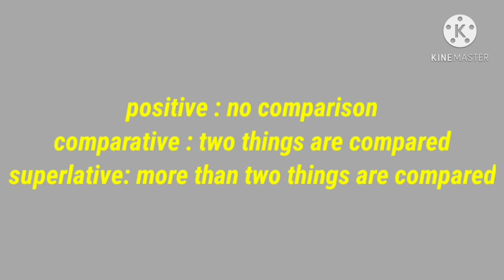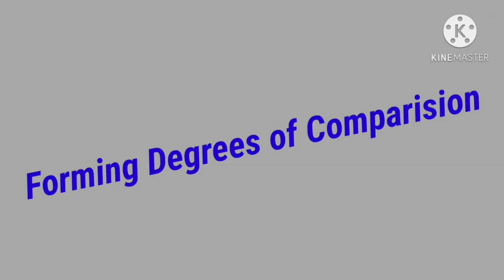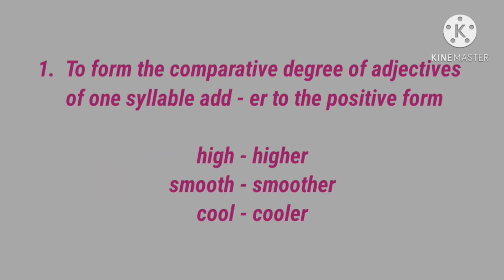Next, forming degrees of comparison. First one, to form the comparative degree of adjectives of one syllable, add er to the positive form of the adjective. Example, high, one syllable. Okay, higher.